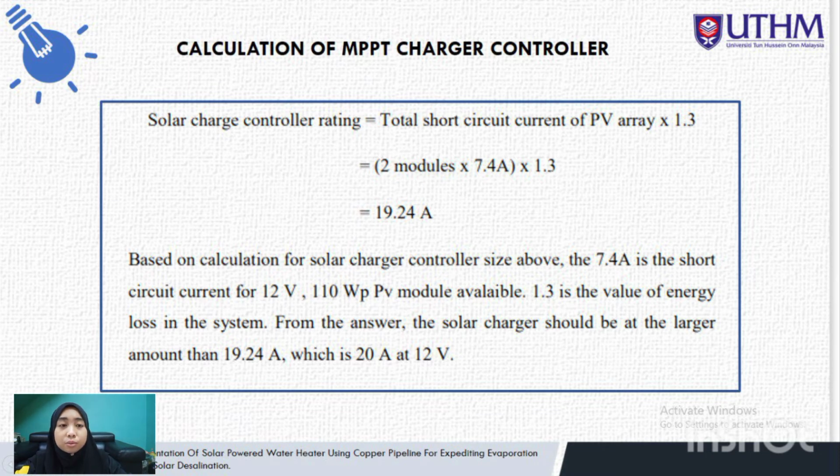We got 19.24 ampere. From the current that we get, 19.24 ampere, we have to choose the larger one, which is 20 ampere at 12 volt. So that is for the MPPT charge controller.